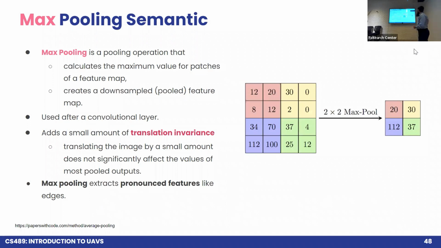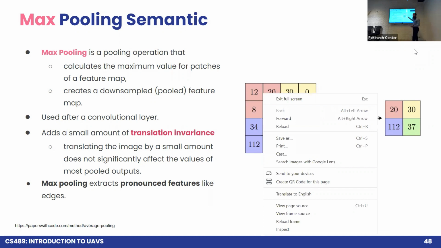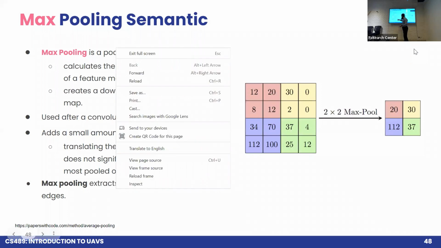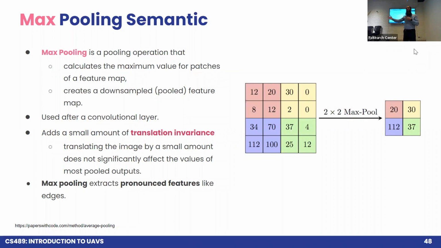Max pooling semantics: what does max pooling mean? Usually, if you have a feature map like this, you apply max pooling, and you take the max at each of these elements. But what's the benefit behind it? The max pooling operation calculates the maximum value and creates a downsampled feature map. It adds a small amount of translation invariance, and it extracts pronounced features. It keeps the lighter features and removes the darker ones. So the features here are more pronounced, like, for example, edges.